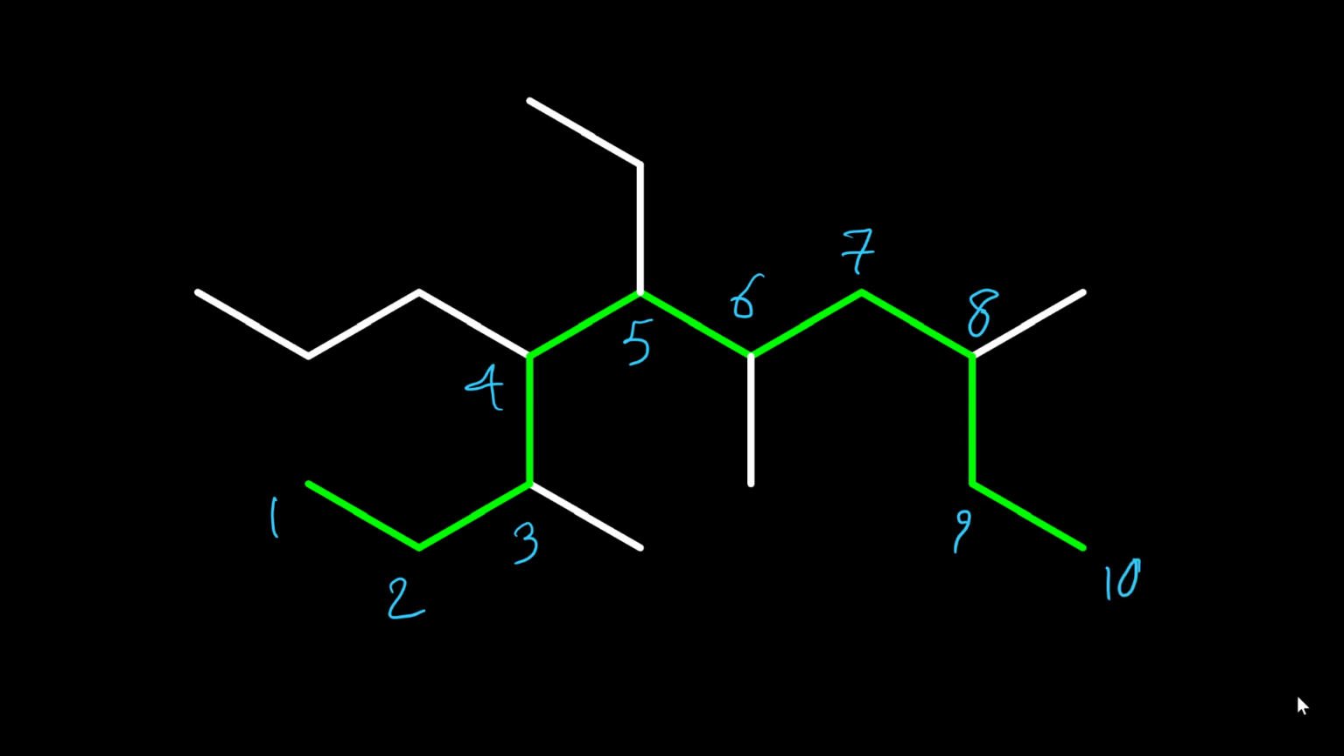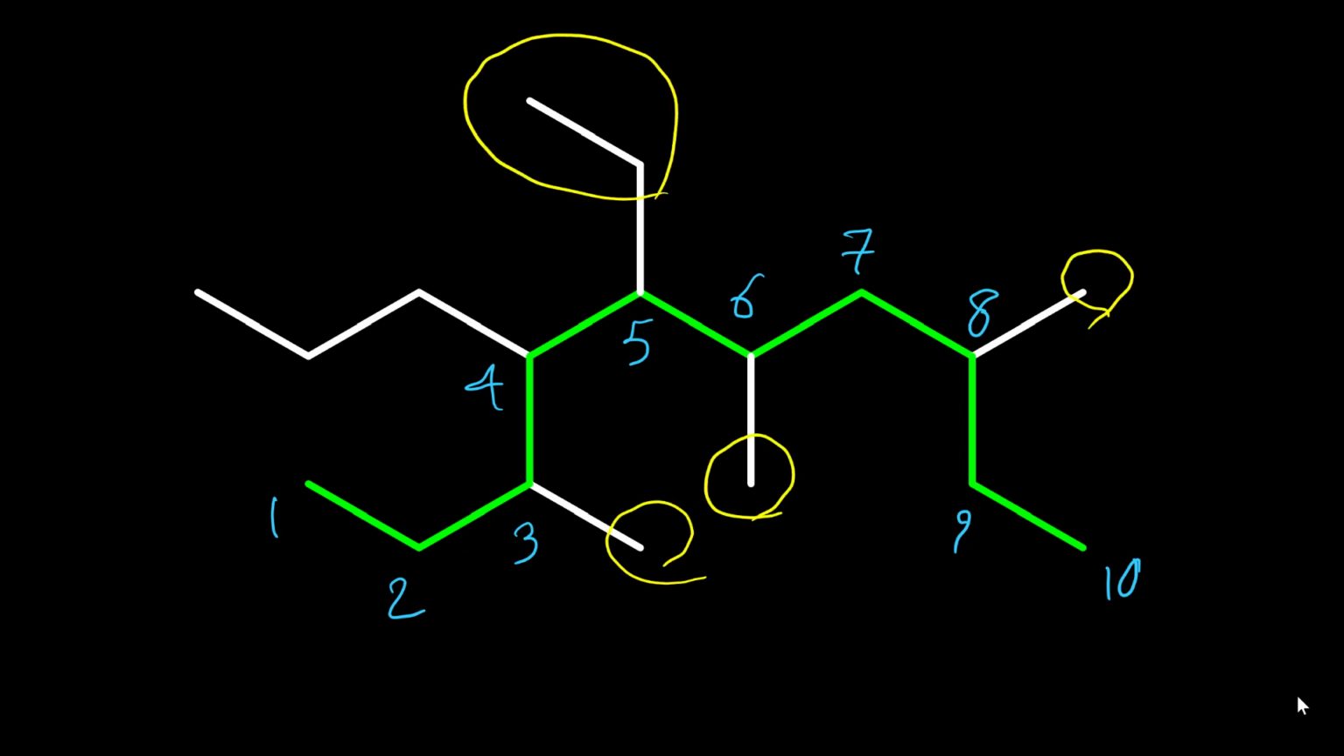We have three different groups on this parent chain. We have three methyl groups, we have an ethyl group, and we have a group with 3 carbons, but the attachment is not like isopropyl. This group name is propyl.